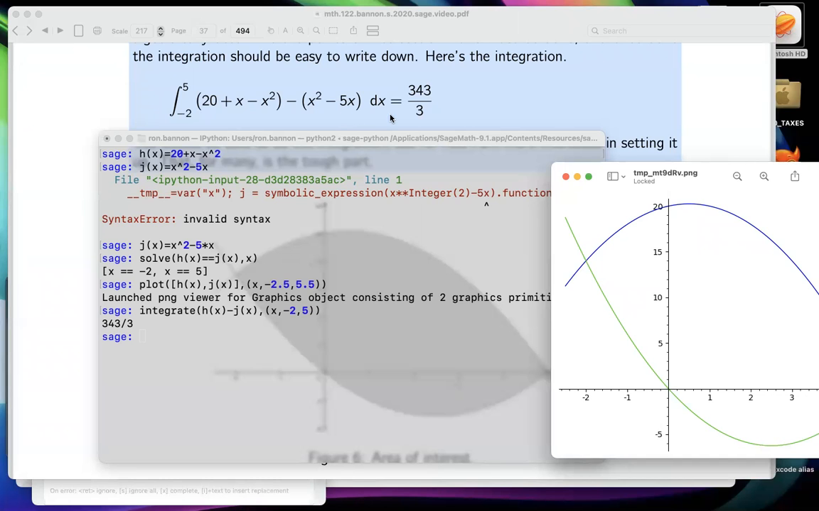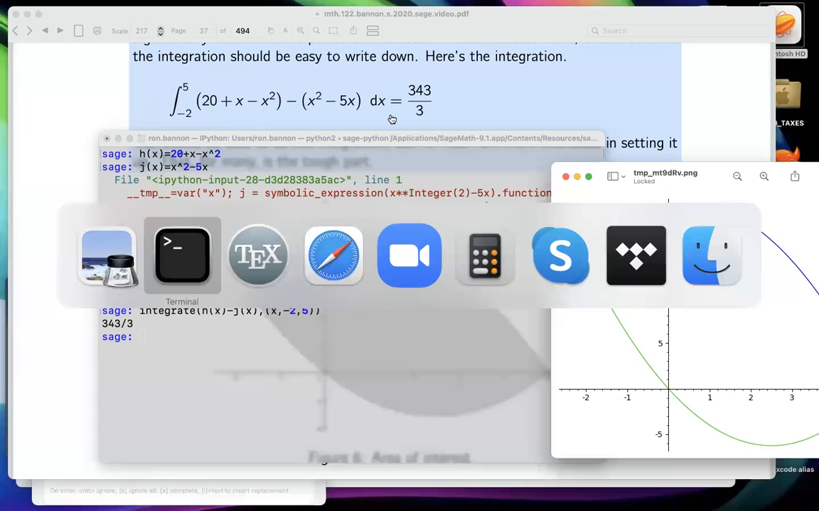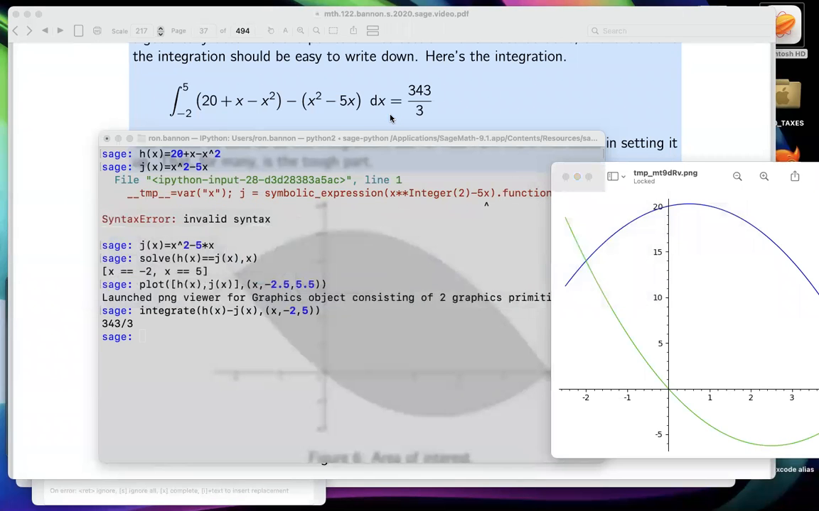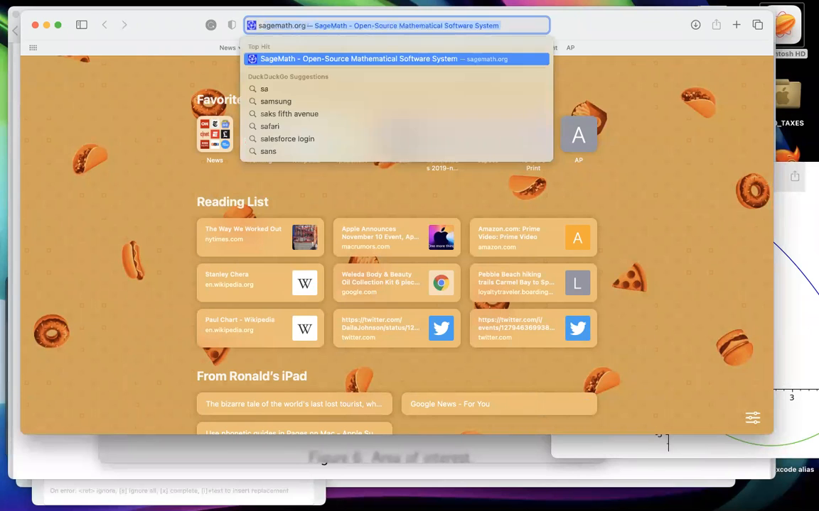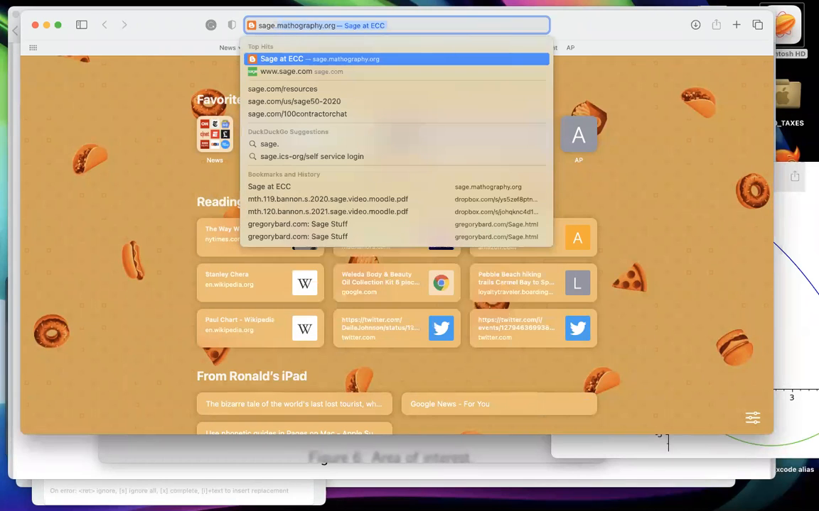All right, I'm going to go to one other website. I know it's going to be a long lecture. Chances are, on Sage, we don't really want to talk too much about it. So I'm going to go back to my web browser, and I'm going to type in sage.mathography.org. I hope you can see that.